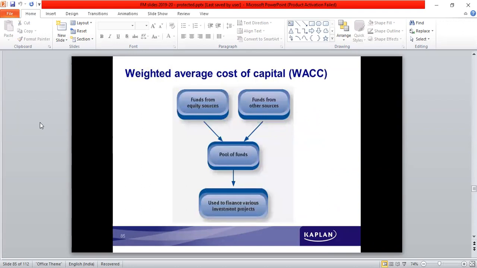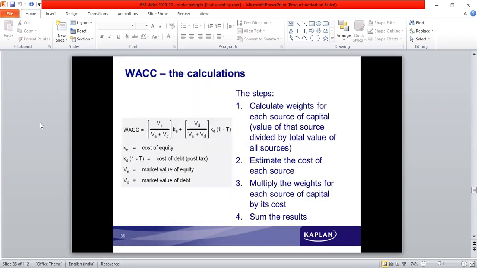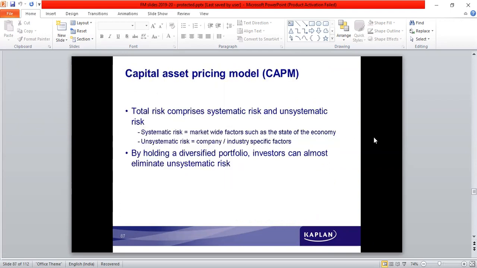So the weighted average cost of capital, yesterday we've learned about it. Proportionately, the weights are multiplied into cost of capital divided by the total capital. So we have worked out one question. Later on, if time permits, we will take up more problems and solve them.